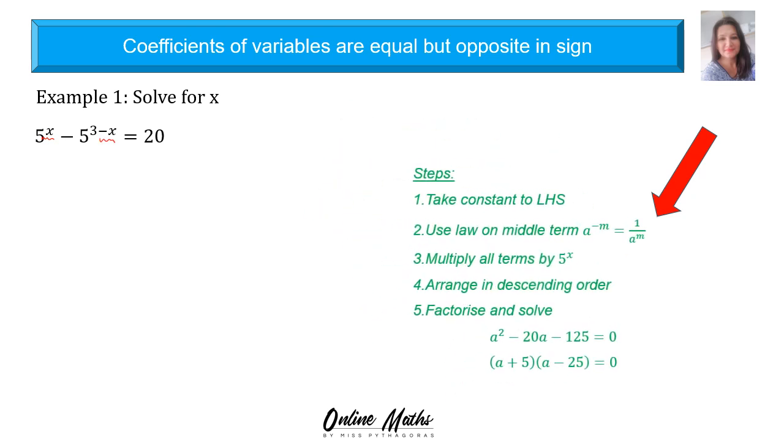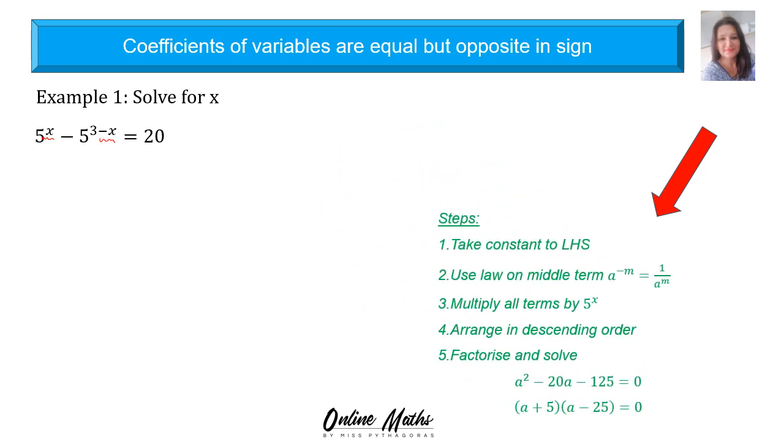Again, there's steps for you. Step 1. Take the constant term to the left-hand side. So I took the 20 to the left-hand side. Step 2. Use the law on the middle term. A to the minus m is 1 over a to the positive m.